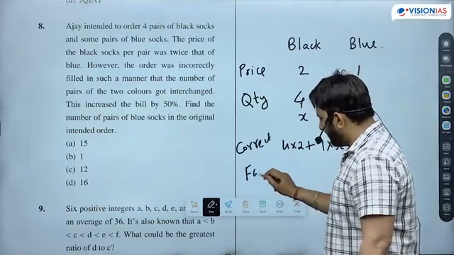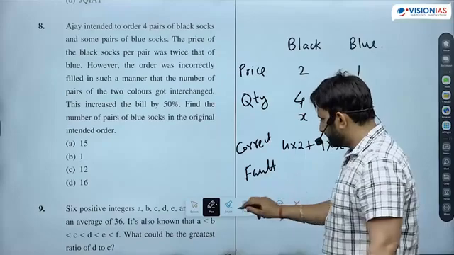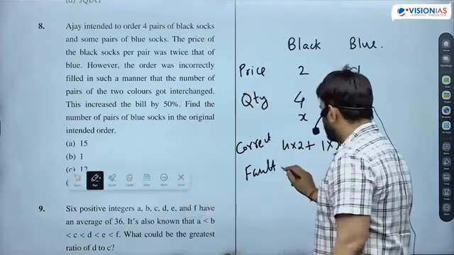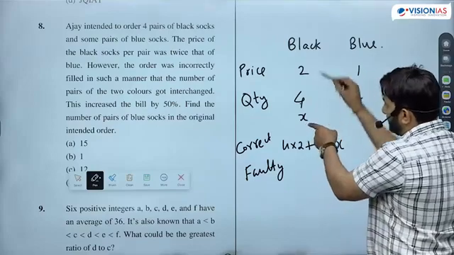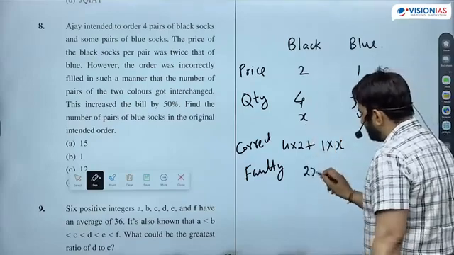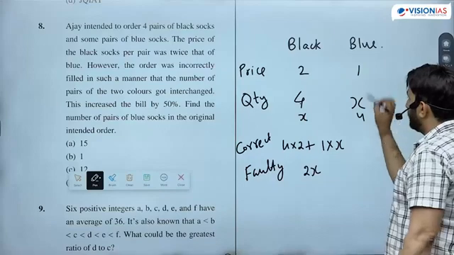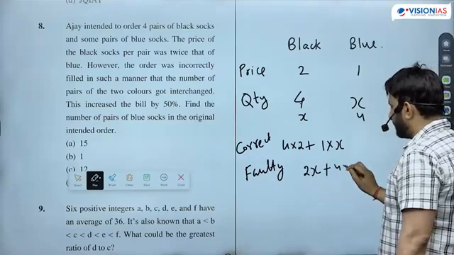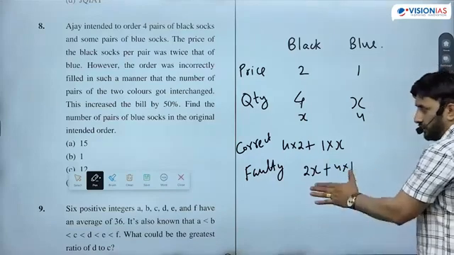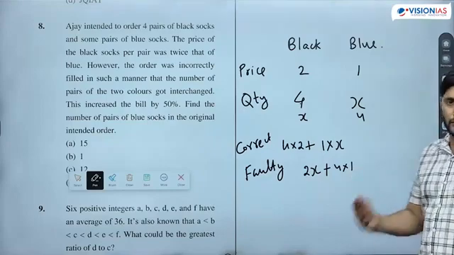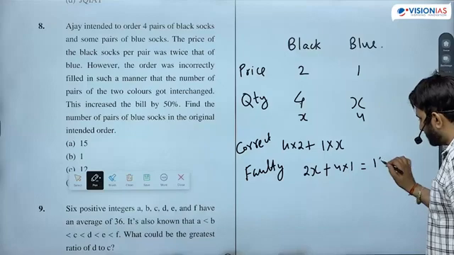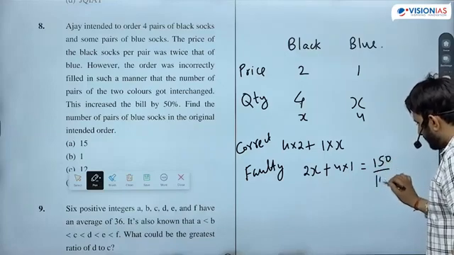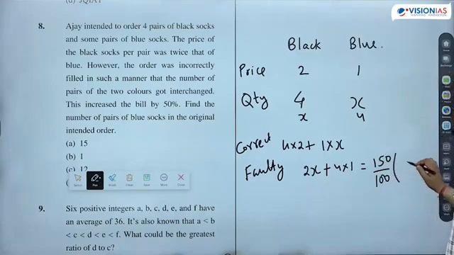And the faulty bill will be X at the rate of 2, that is 2X, plus 4 at the rate of 1, that is 4 into 1. This is the faulty bill. The faulty bill is 50% more than the correct bill. So that is equal to 150% of the correct one, 150% of the correct bill.